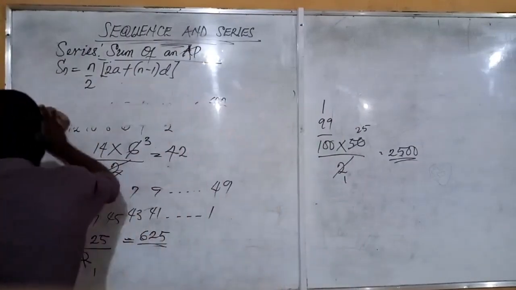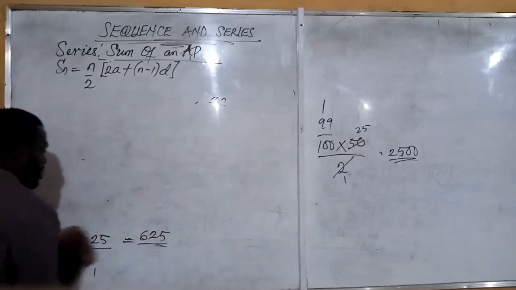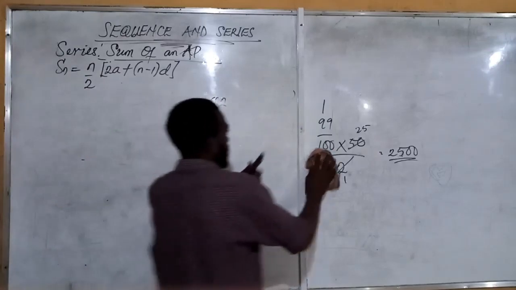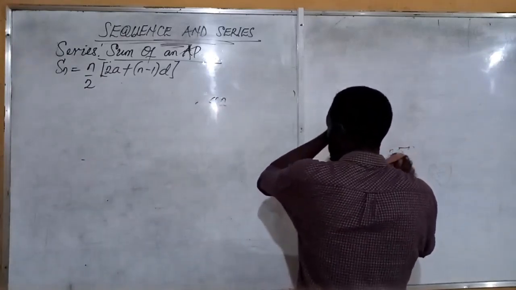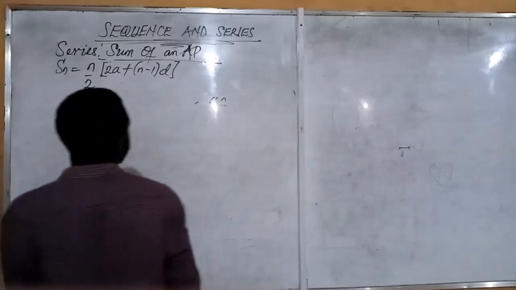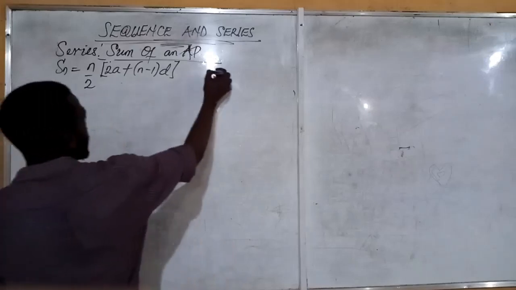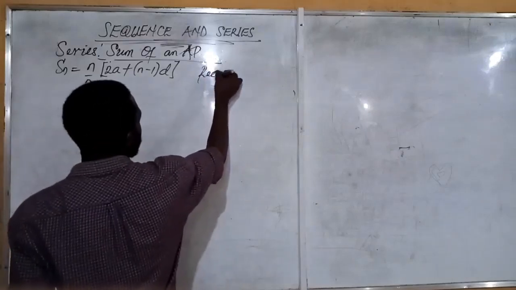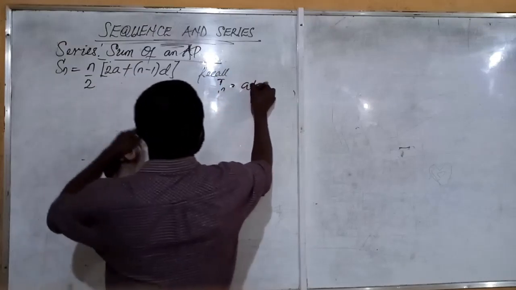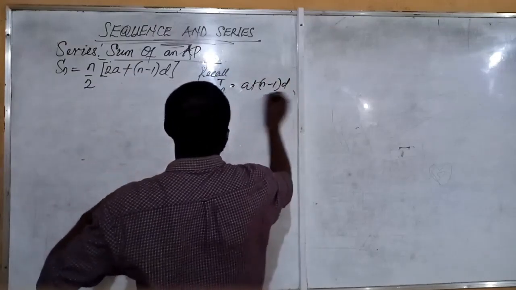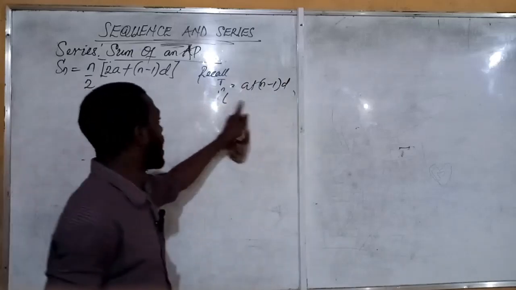Now, what if we wanted to use the formula approach? Notice, this formula actually looks like the one we used the other time. Remember that the nth term, Tn, is equal to a plus (n minus 1)d. And this is also called the last term. So if I want to find the last term, I'll use this formula.